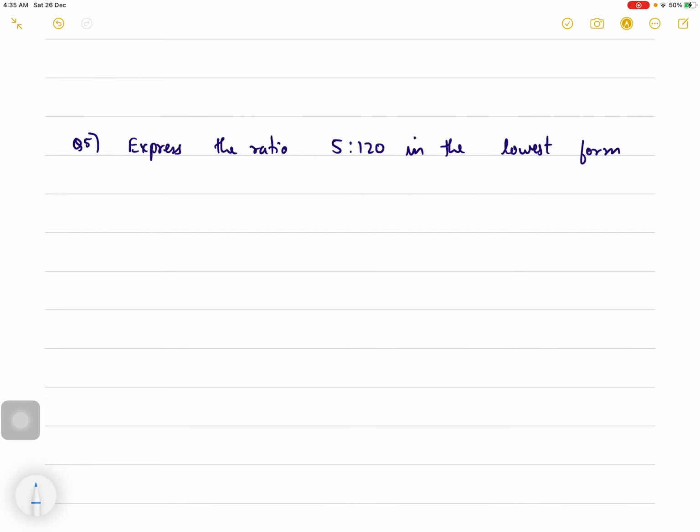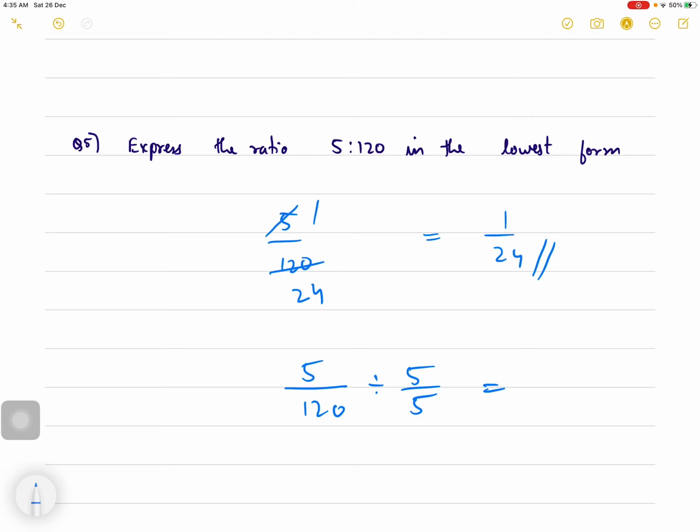So next question, express the ratio 5 to 120 in the lowest form. Okay, so 5 upon 120, so 5 ones are 5, 5 twos are 10, 5 fours are 20, so 1 by 24. So what did I do? I divided numerator and denominator by 5, so 1 by 24.